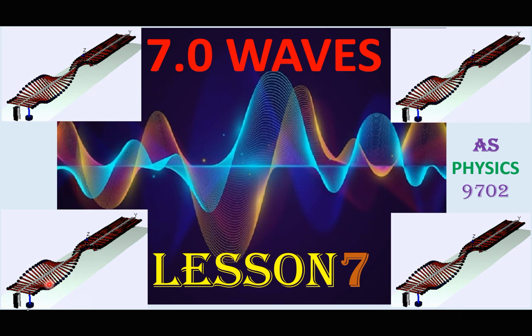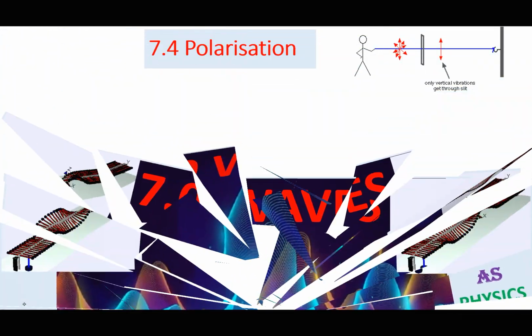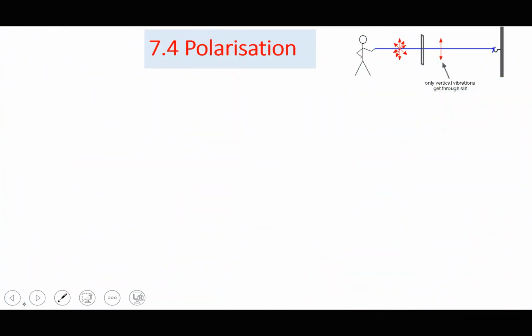So this is lesson 7, and I want us to start with polarization. In lesson 6, we talked about electromagnetic waves and the electromagnetic spectrum, and we explored the 7 regions of the electromagnetic spectrum, which should now be concepts that we are familiar with. Okay, let's talk about polarization, and I will start with a simple analogy of polarization.